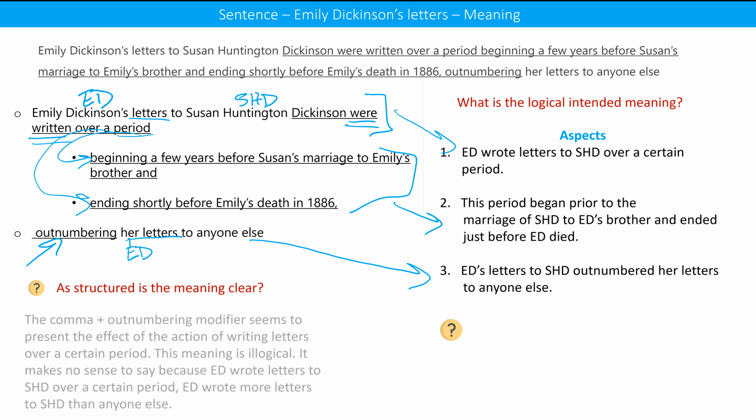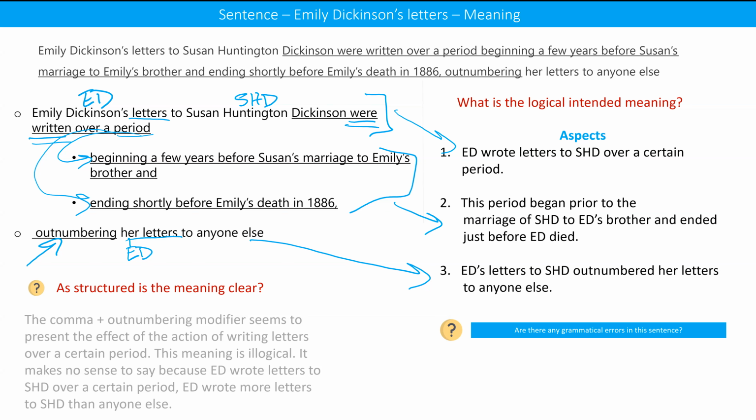So now that we have these aspects that we've pulled from these chunks of our sentence, because we read slowly and were able to pull those key aspects of meaning, now we can ask that really important question of, are there any grammatical errors in this sentence?